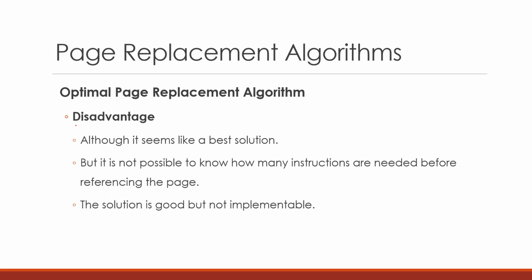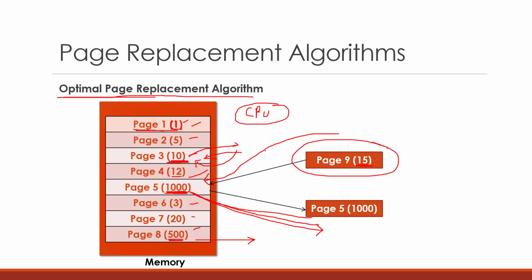Now what is the disadvantage of this algorithm? The disadvantage is it's very difficult to implement. Theoretically it looks like a very good solution, but practically it's very difficult to implement. Why is it difficult? Because it's very difficult to know, before we actually reference the page, after how many instructions this page is going to be required, because we don't know, right? We need to refer to all the other pages before we actually get to know.